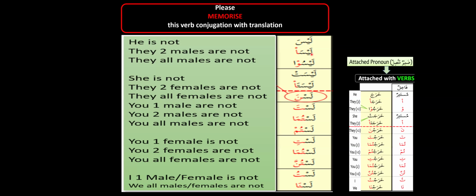Read it out loud and then just memorize them. Laysa, laysa, laysu, laysat, laysata, and here change. Lasna, lasta, lastuma, lastum, lasti, lastuma, lastunna, lastu, lasna. Just memorize that. Don't ask me for anything. That where is the ya gone? We will discuss that in future lessons.